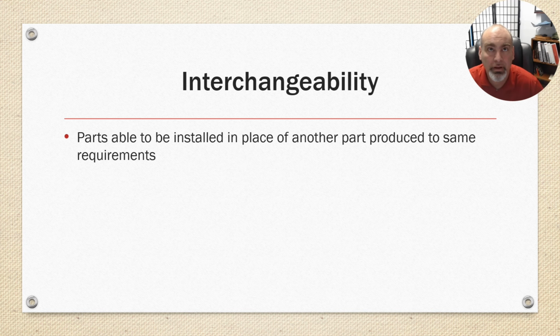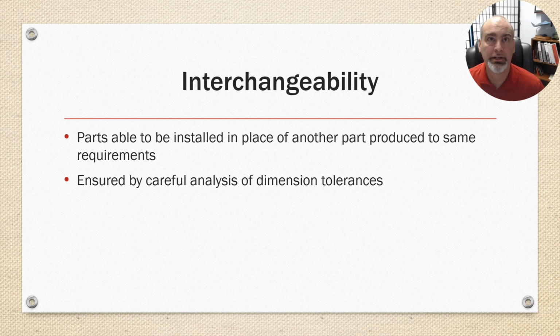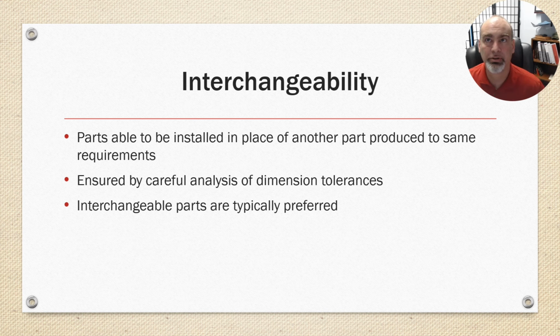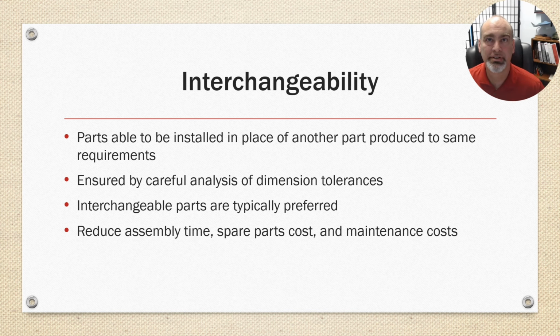Interchangeability. Parts are able to be installed in place of another part produced to the same requirements. So that is the cornerstone of American manufacturing. They credit Eli Whitney with inventing interchangeable parts, although that's debatable. It is ensured by a careful analysis of dimension tolerances. Interchangeable parts are typically preferred, with some exceptions, and they reduce the assembly time, spare parts cost, and maintenance costs.